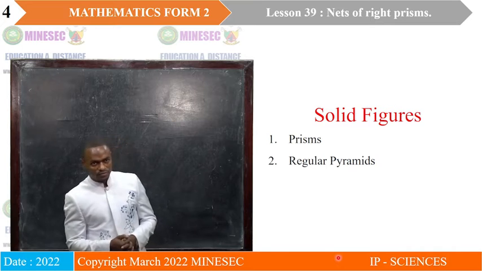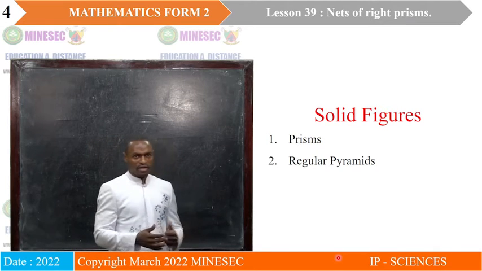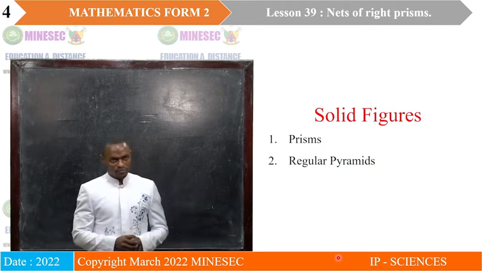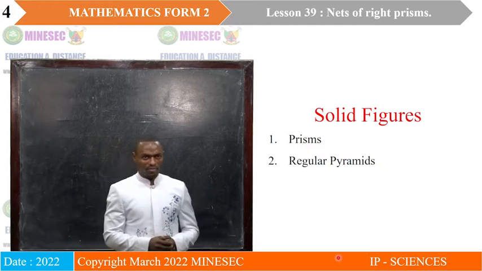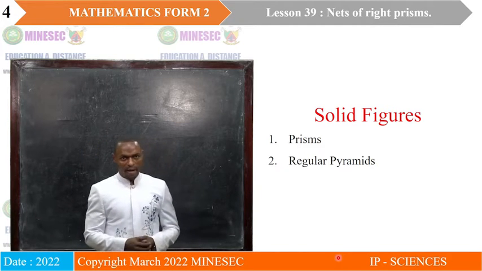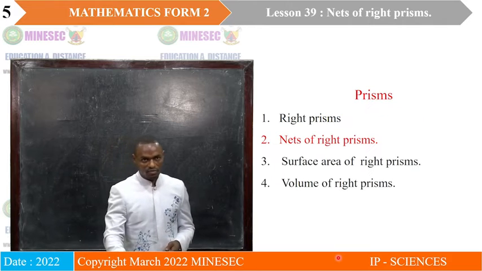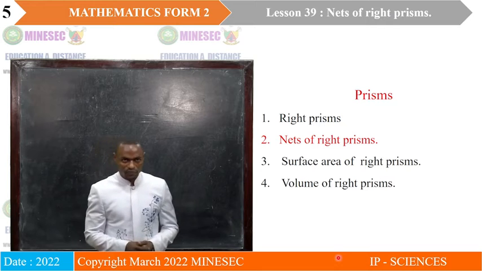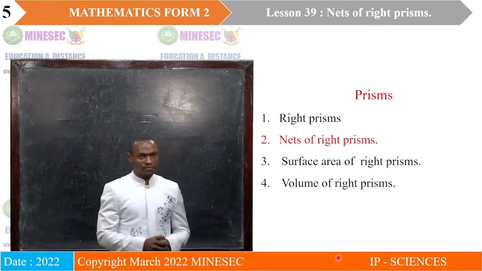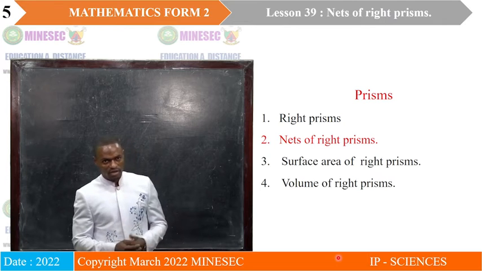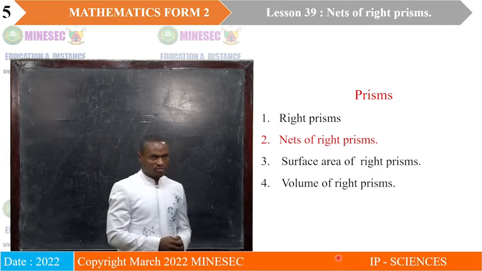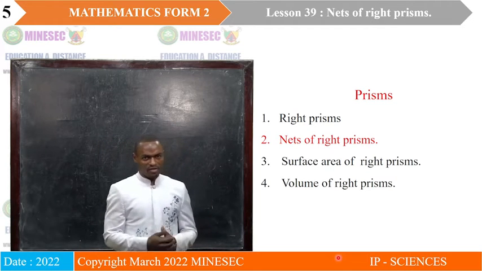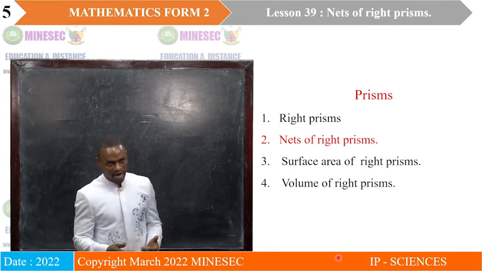Our module, where the lesson is taken from, is titled Solid Figures. This module is made up of two topics, prisms and regular pyramids. The topic prism is further divided into the following lessons: right prisms, nets of right prisms, which is actually our lesson, surface area of right prisms, and volume of right prisms.